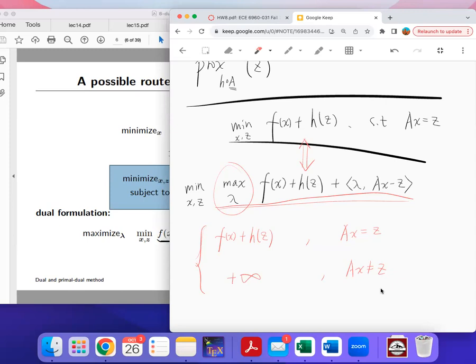So you see how this lambda is introduced by moving this constraint into the objective function. Then we can introduce this multiplier lambda and this inner product term.